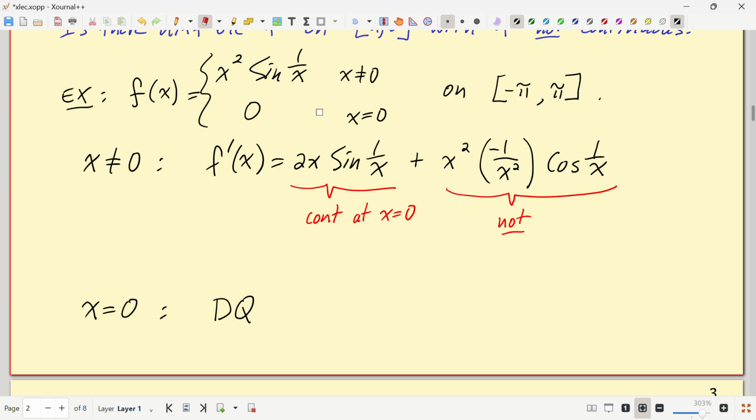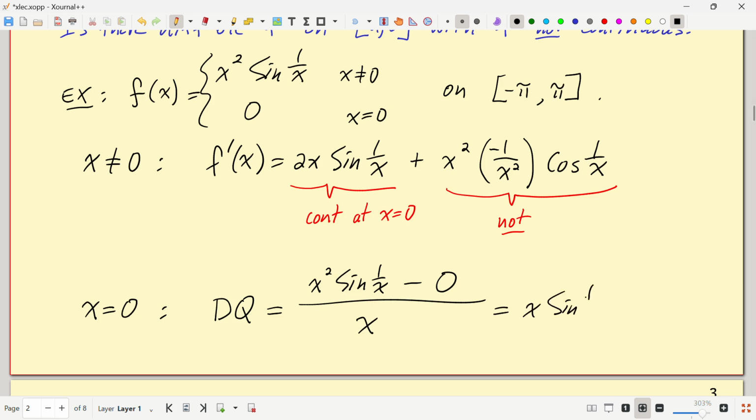So it's differentiable when x is not equal to 0, but you can see, aha, that there's no way I can make that thing be continuous. So I just need to show that it's differentiable at 0 too, and the difference quotient would be equal to x squared sine 1 over x minus 0 over x, which is x sine 1 over x. And as x tends to 0, that tends to 0. So it is differentiable at 0, and its derivative is 0.